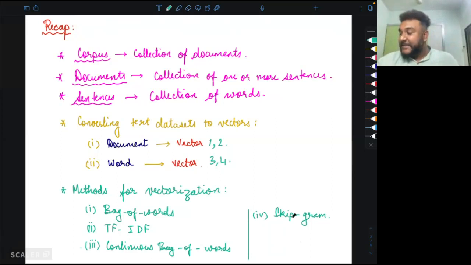Skipgram is also very similar to something we did in our language classes. What was skipgram similar to? Skipgram is similar to what? It's similar to essay writing, right? Perfect. So if I give you one word, you have to tell me what words fit around that. So broadly speaking, these are the different methods of vectorization that we have learned. Correct? Cool. So this completes our recap.